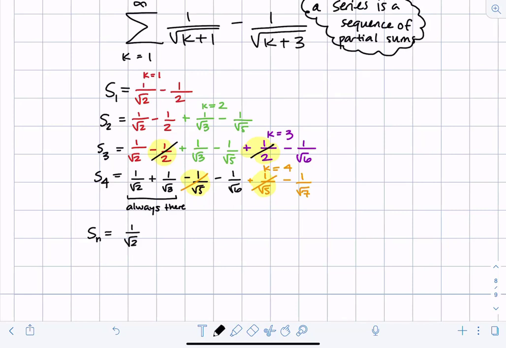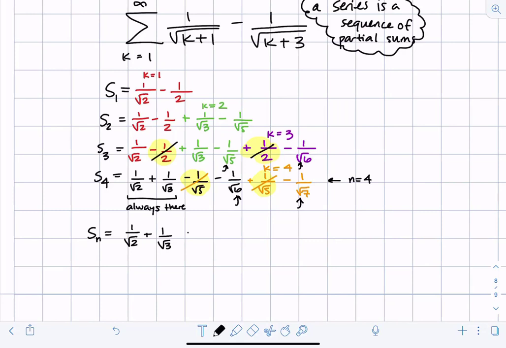So the 1 over root 2 and 1 over root 3 will always be there. But how do I write these in terms of the n value? Because those are changing. If we look at what didn't cancel last time, it was the root 5 and the root 6 that didn't cancel. And this time it was the root 6 and root 7 that didn't cancel. So relate the root 6 and the root 7 back to the n value for that form. And remember that our n here was equal to 4, because that was our fourth partial sum.